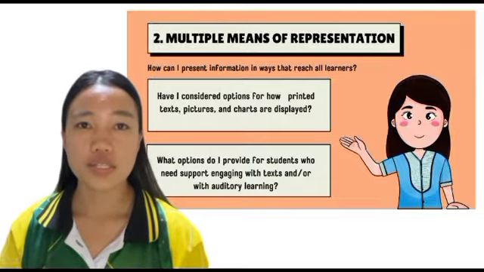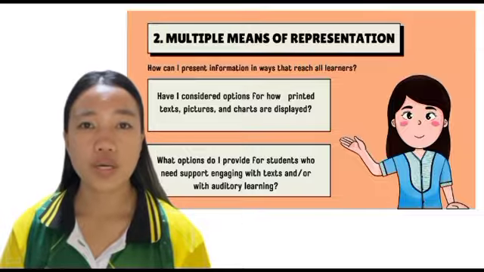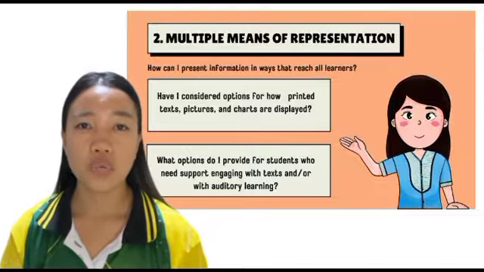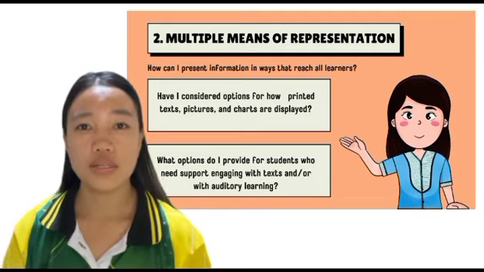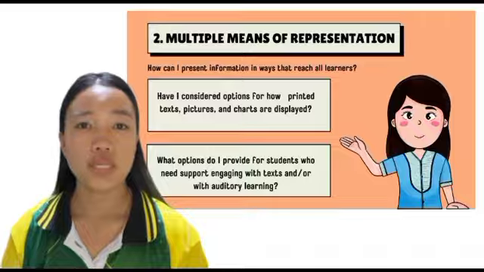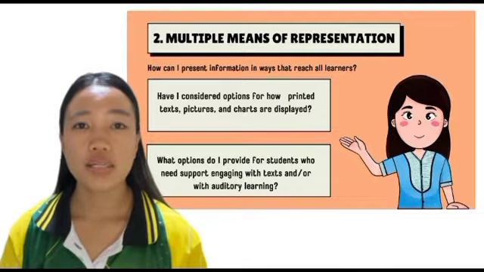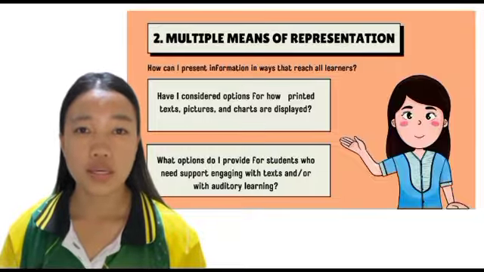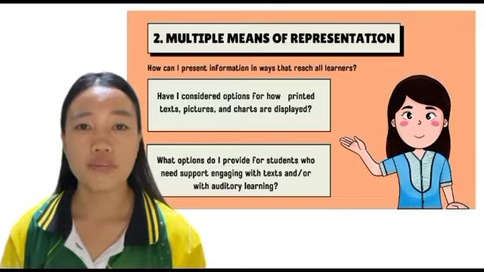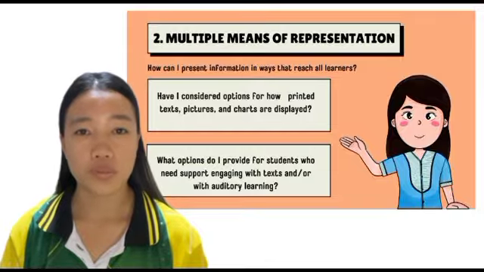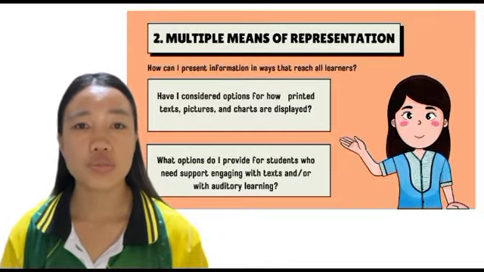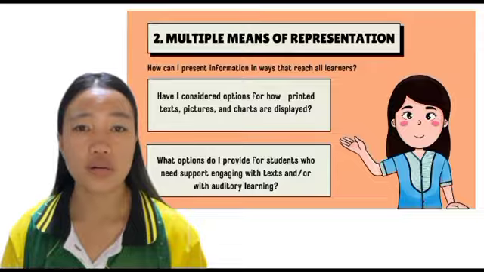The second question is, what options do we provide for students who need support engaging with text and/or with auditory learning? So not all students can easily read or listen to a lecture, so we need to provide other options. For example, during a reading lesson, we can read the story aloud. We can also provide an audiobook or even show a video adaptation of the story. So this helps students who struggle with reading or auditory processing.